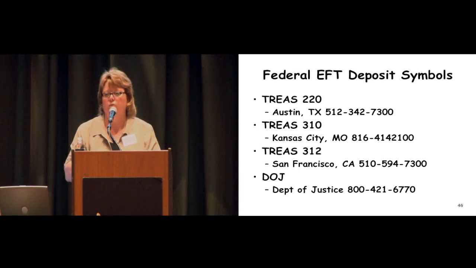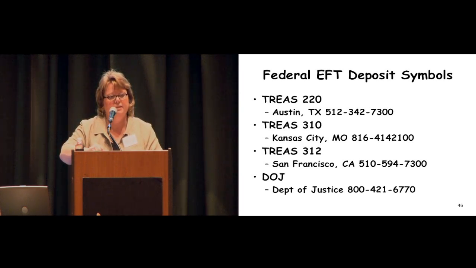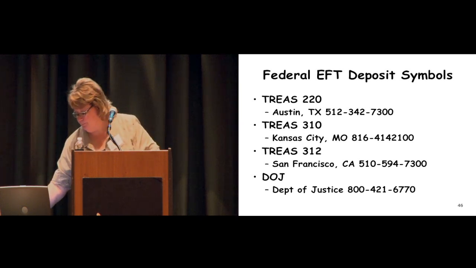As most of you know, if you have a federal deposit, you do not get an EFT notification for those. But on the bank statement, the treasurer will see these identifying numbers, TRES 220, 310, 312, and DOJ. That will tell you that is a federal deposit, and we have listed the phone numbers so you can get information on those deposits.